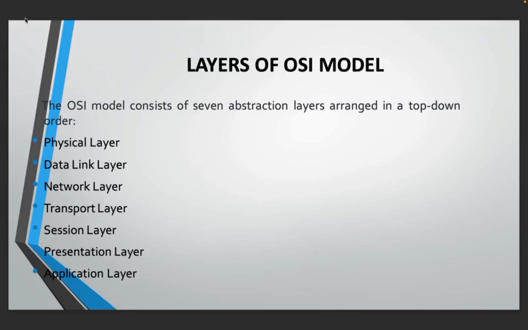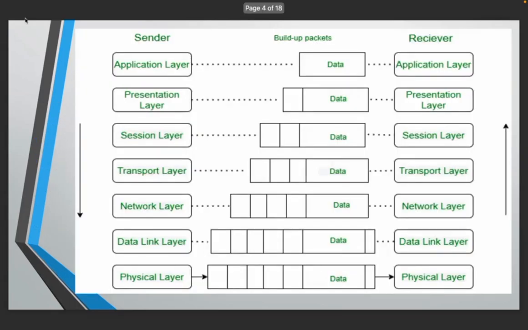Layers of OSI model. The OSI model consists of seven abstract layers arranged in a top-down order: the physical layer, data link layer, network layer, transport layer, session layer, presentation layer, and application layer. This is the systematic diagram of the OSI model consisting of seven layers that are application layer, presentation layer, session layer, transport layer, network layer, data link layer, and physical layer.